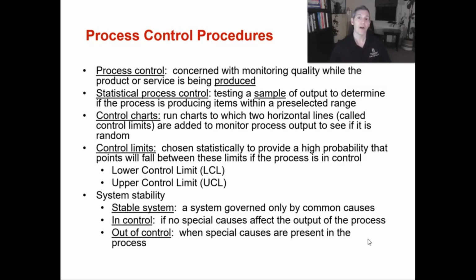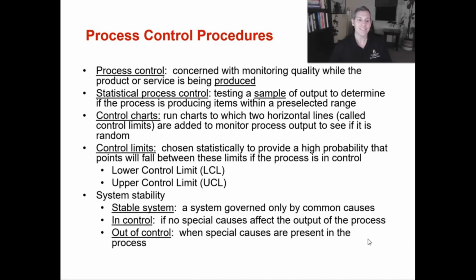Control charts are run charts to which there are two horizontal lines called the control limits. They're added to monitor process output to see if it's random. We talked about this a little bit in the last lecture recording: with control charts, you've got your upper control limit and your lower control limit. As long as the process output is within that range and close to the process mean, then your process is in control. When you start to get data points that are above the upper control limit or lower than the lower control limit, then your process is out of control. And hopefully it's just an assignable cause or a known cause. Otherwise, you have a process problem that you need to address.